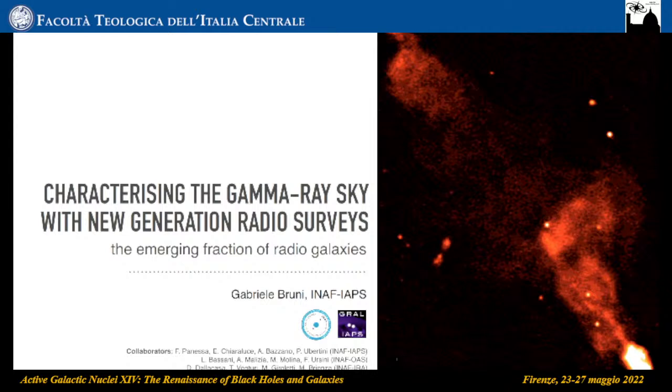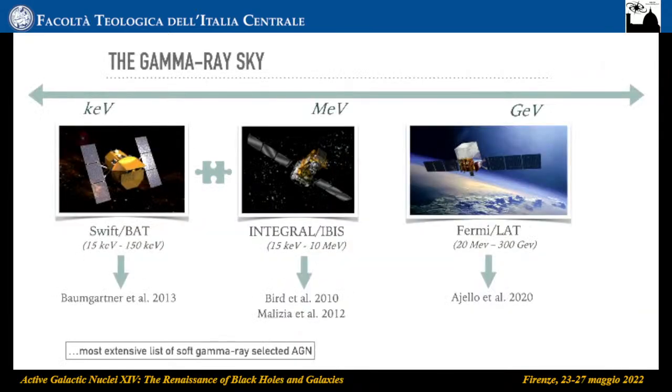Hello, everybody. Today I will show you some results of the project we are carrying out at IEPS, and in particular the one about radio galaxies selected at high energy. We've been working on this project in the past 5 years, so we have accumulated now a nice view on these objects. When you start working at high energy, as most of you know, putting together INTEGRAL and Swift, you can get the most extensive list of AGNs selected in the soft gamma ray band. And these two instruments in particular have collected data for the past 20 years. So now they have a very good census of these kinds of objects.